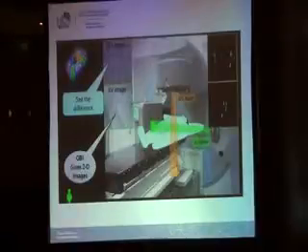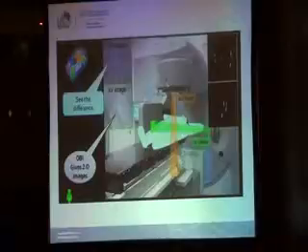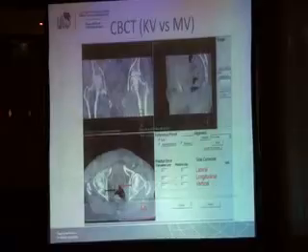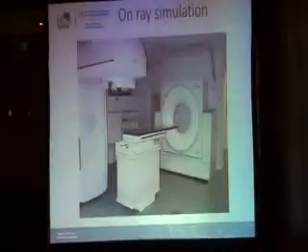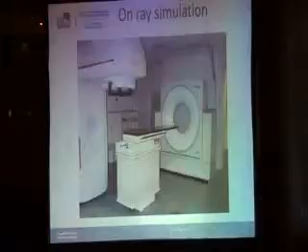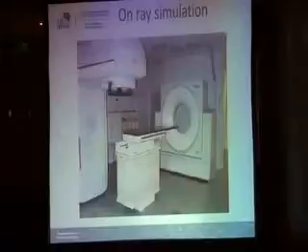kilovoltage cone beam CT. Of course, the kilovoltage cone beam CT will irradiate the patients with less dose, and it will have a more clear picture or more clear volume so that you will see the structures better than that of the megavoltage machine. Here is the cone beam CT comparison between the kilovoltage and megavoltage, and in some cases there will be a CT simulation, on-rail simulation.